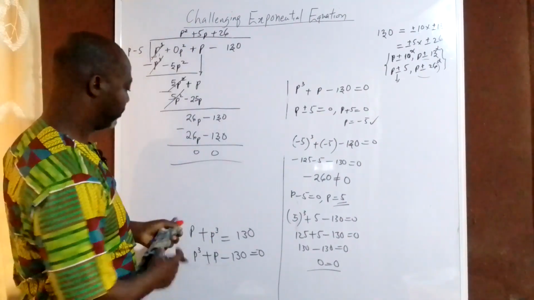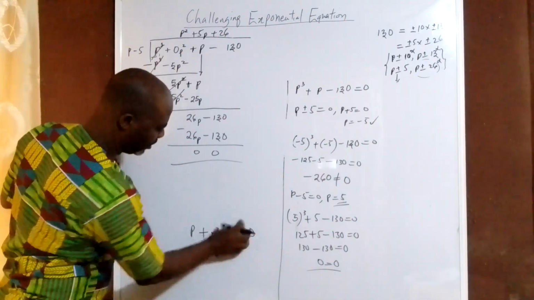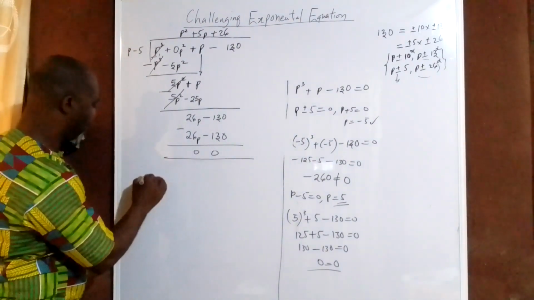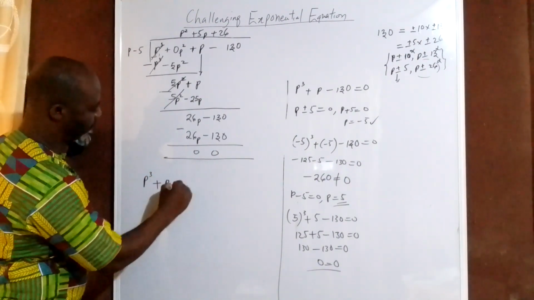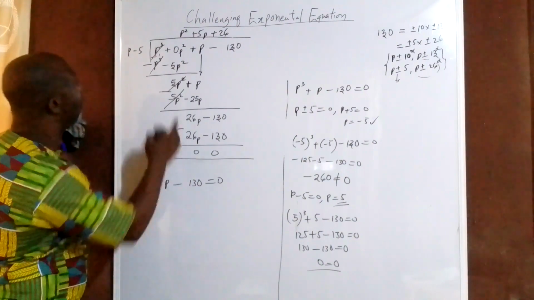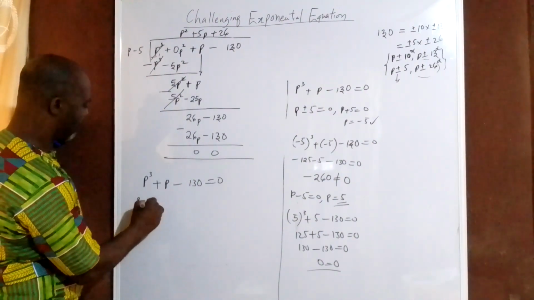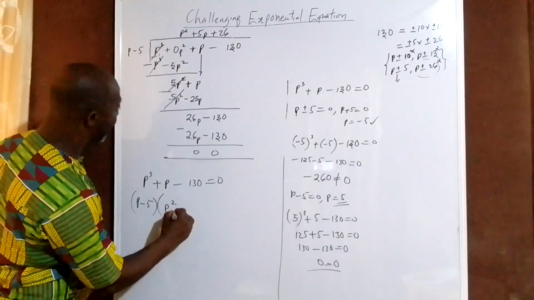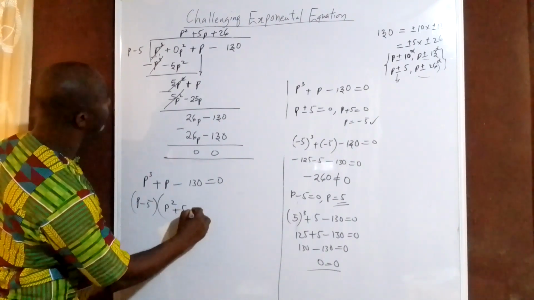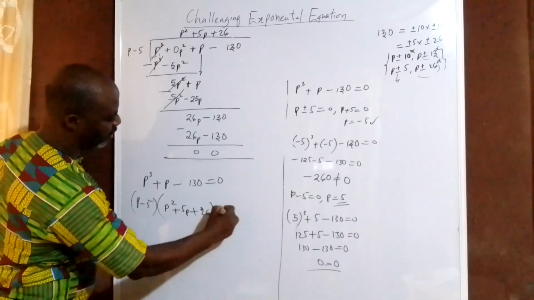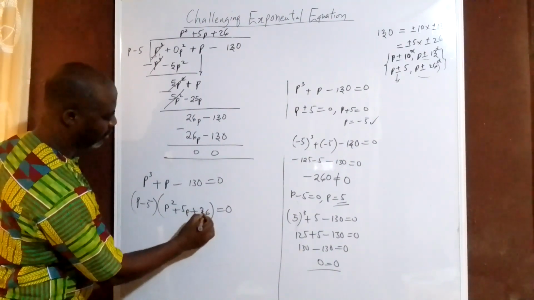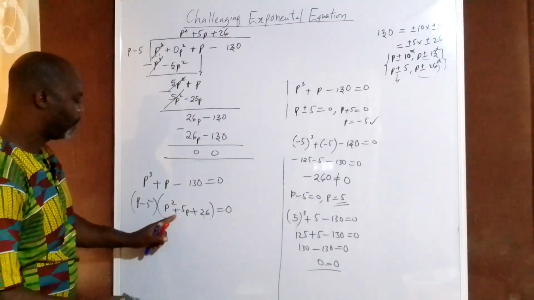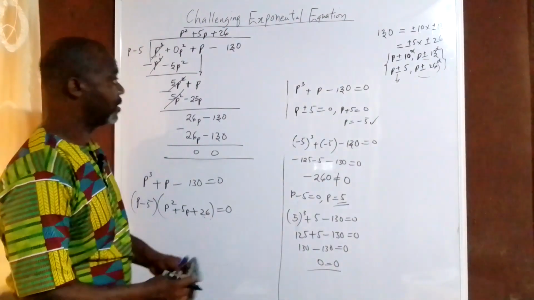So this cubic equation p cubed plus p minus 130 equal to 0 becomes p minus 5 times p squared plus 5p plus 26 equal to 0. So we need to find out if this quadratic expression is also factorizable.